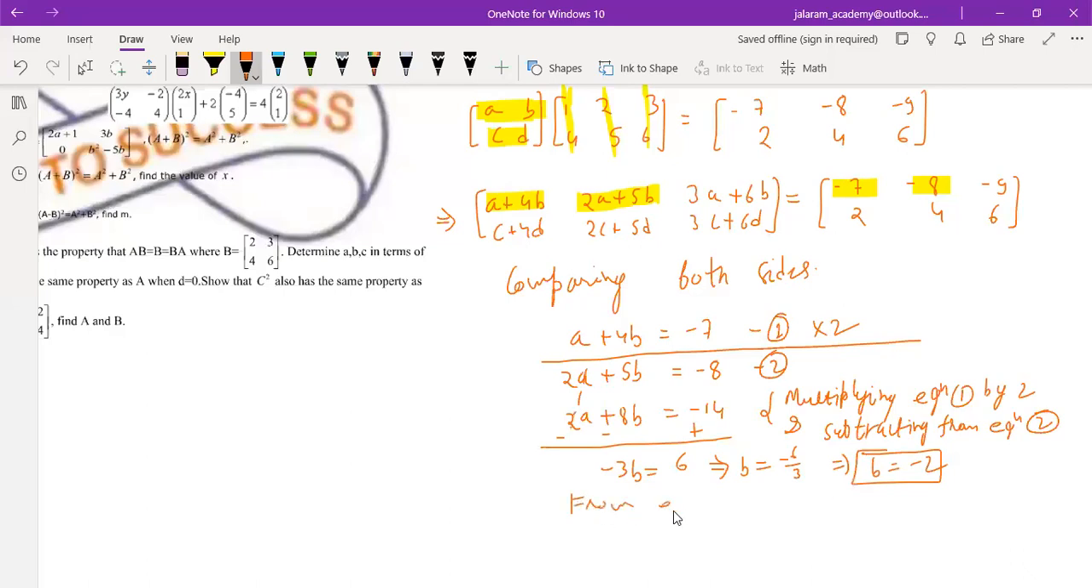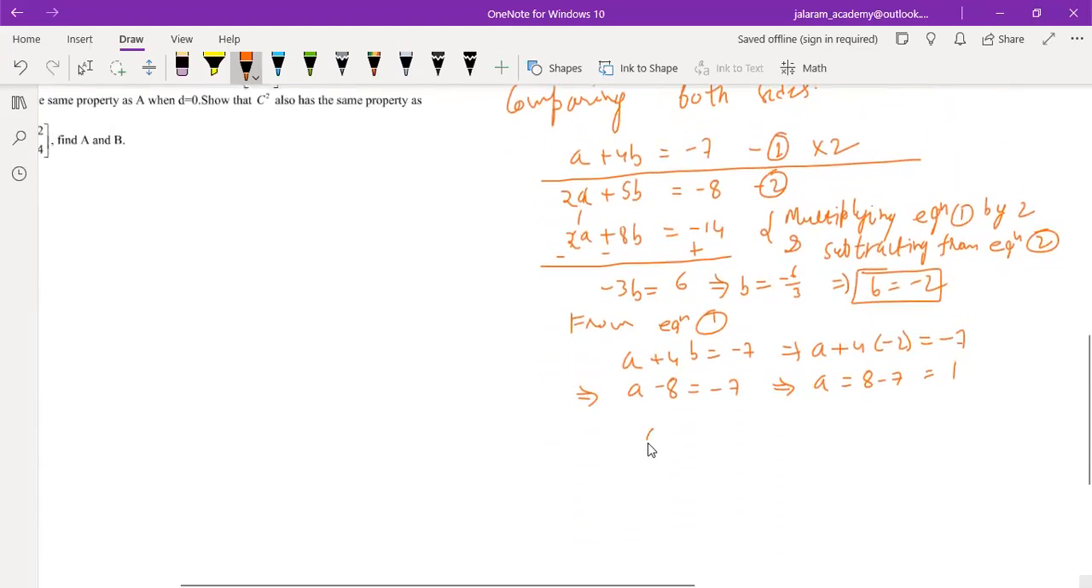And from equation 1, a plus 4b equals -7. It implies a plus 4 into -2 equals -7. It implies a minus 8 equals -7. It implies a equals 8 minus 7 equals 1. So a equals 1, b equals -2.